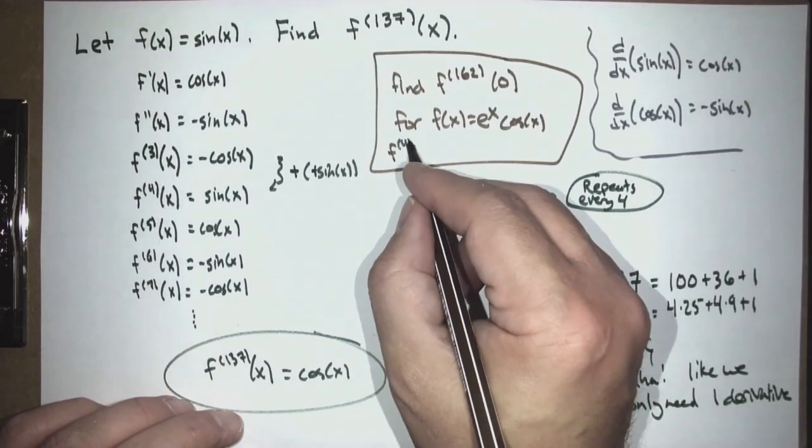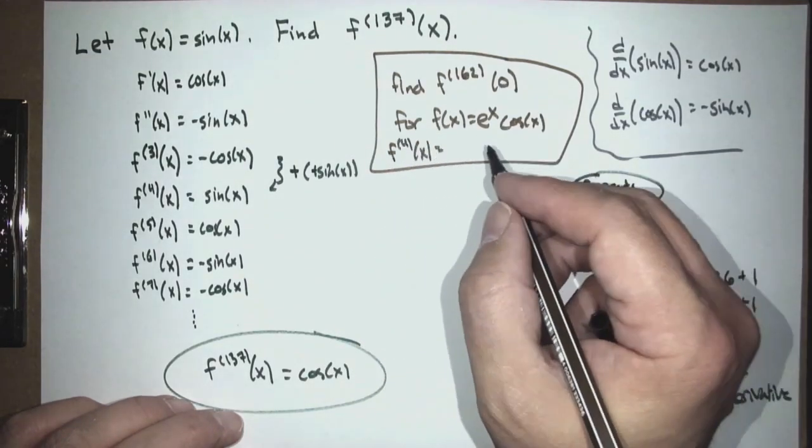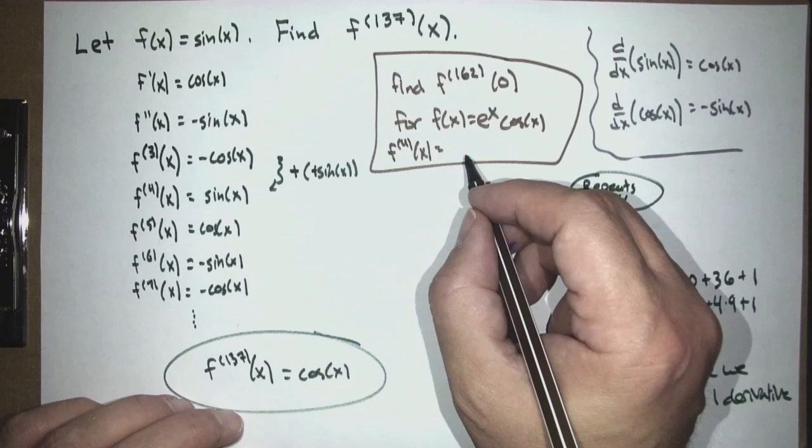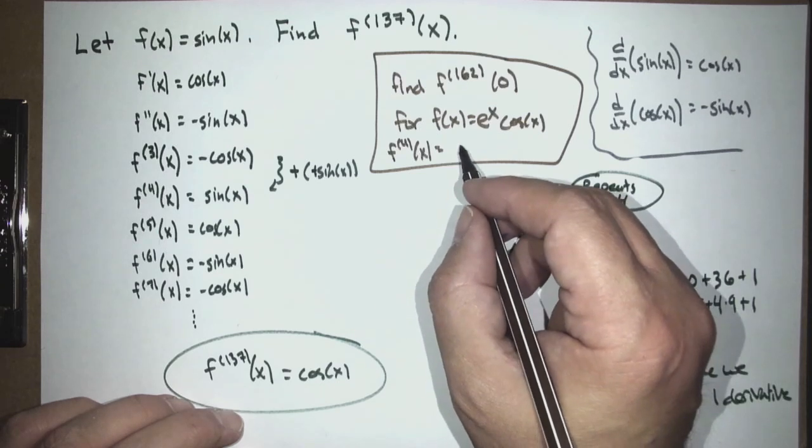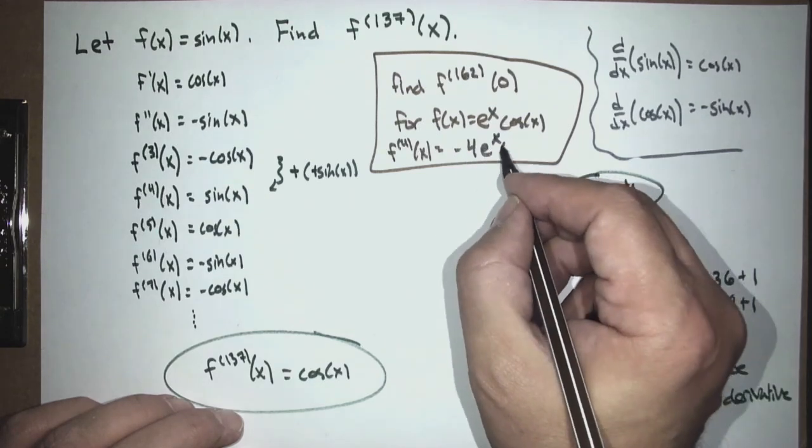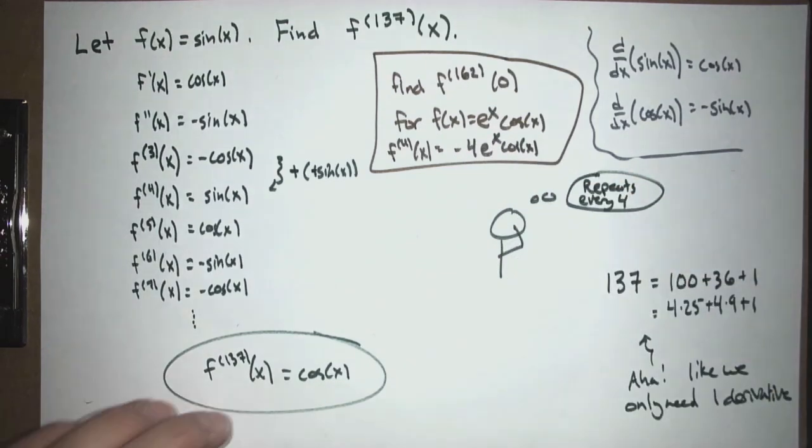So the fourth derivative, does anybody see it? Right, it's negative 4 e to the x cosine of x. And you're probably like, what?